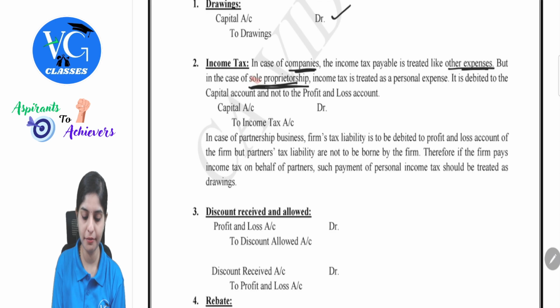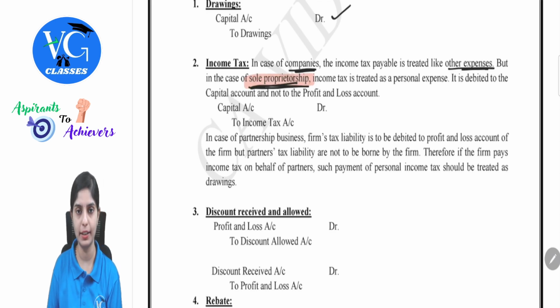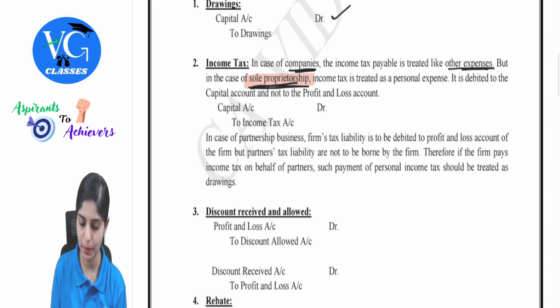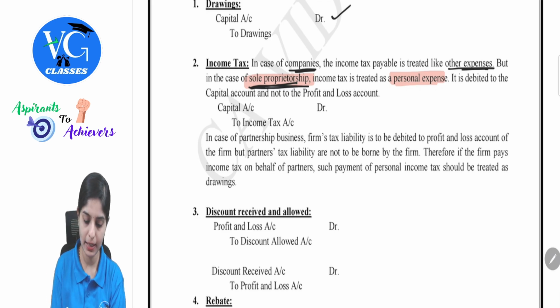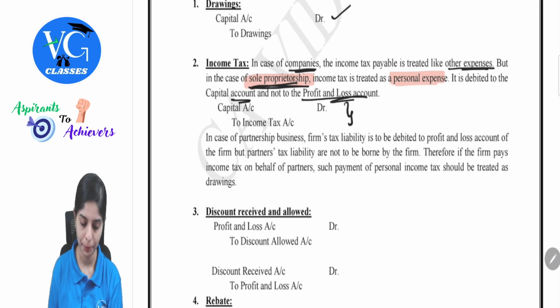What is the chapter name? Final accounts of a sole proprietor. So, in this particular chapter, if you observe income tax, by default, we will consider it to be of the sole proprietor, which is personal expense in nature. So, this is treated as personal expense. If it is a personal expense, the same treatment as we did for drawings: it is debited to capital account and not to the profit and loss. So, what will be the entry? Capital account debit to income tax account.